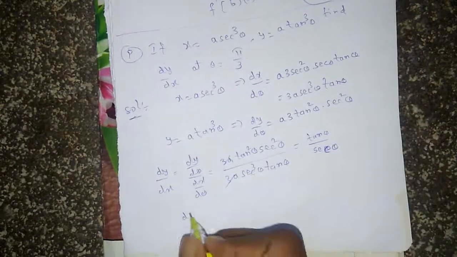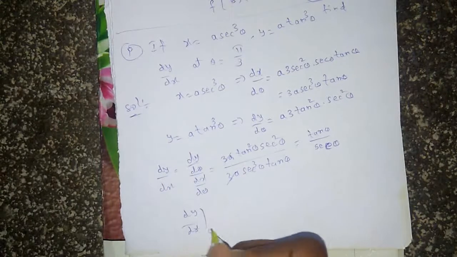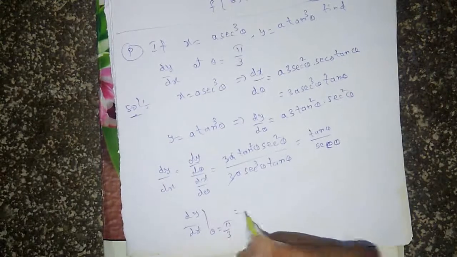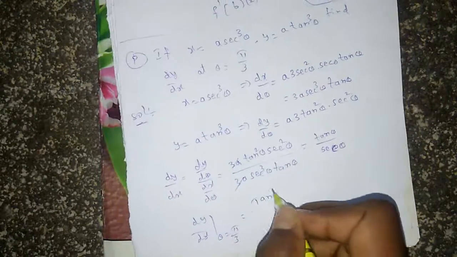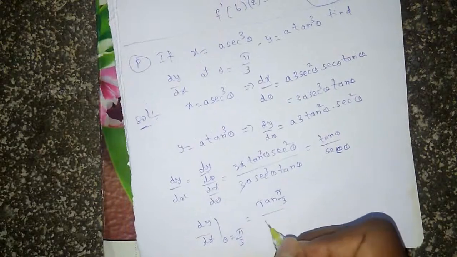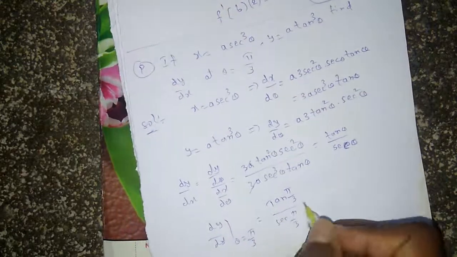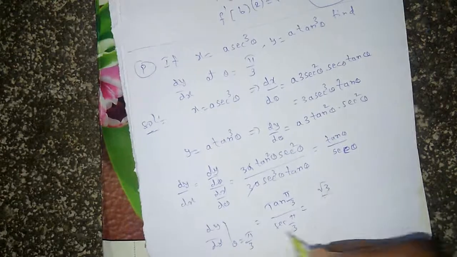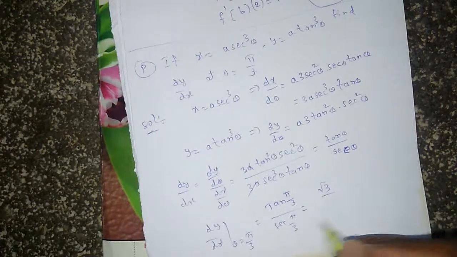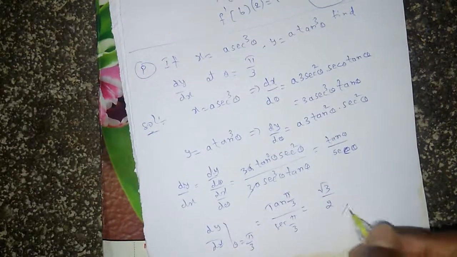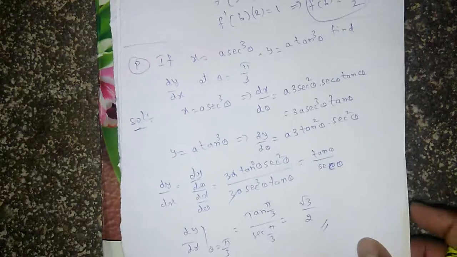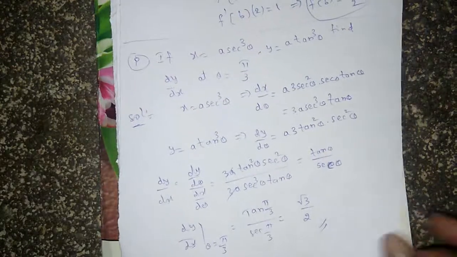So now dy by dx at theta is equal to pi by 3. Substitute theta is equal to pi by 3 here. This is tan pi by 3 by sec pi by 3. Tan pi by 3 is root 3. Sec pi by 3 is 1 by cos pi by 3, that is 1 by 1 by 2, that is equal to 2. Therefore dy by dx is equal to root 3 by 2.